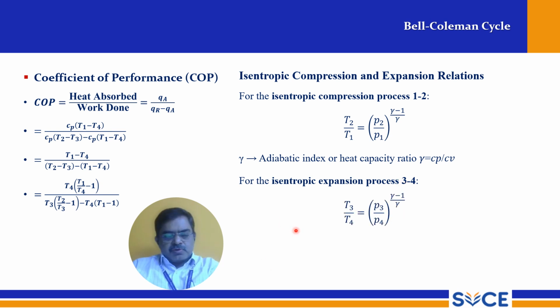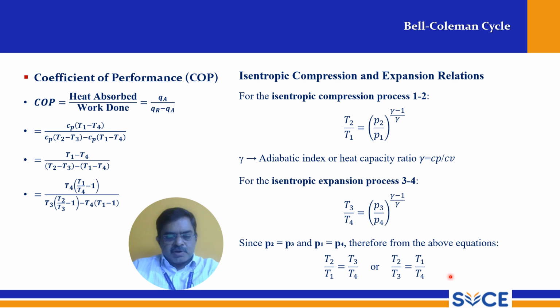Since P2 equals P3 and P1 equals P4, the above equations can be reduced to T2 by T1 equal to T3 by T4, or we can also write T2 by T3 equal to T1 by T4. Please remember this equation, with which we can calculate COP and the isentropic expansion process. This relation is very handy. While solving problems, we are going to see that in the next session.